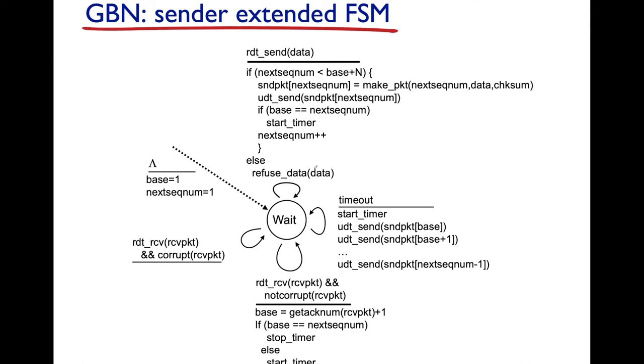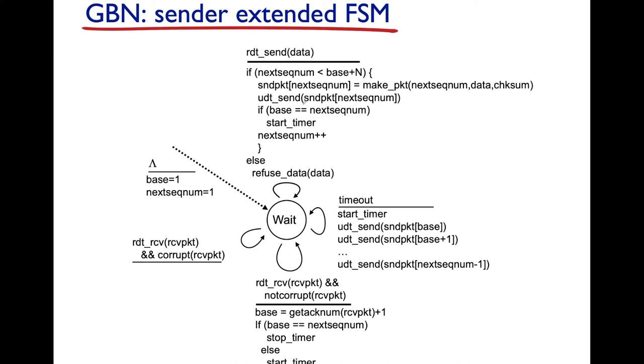If it's not, you refuse the socket send. If it is, you make a packet with a checksum, stuff the data inside as payload, and stamp it with the next sequence number. You save that packet in a buffer, and you're going to need to save as many as N packets in your buffer space because you have a window of size N and you might need to resend. Then you do the UDT send of that packet that you just created.